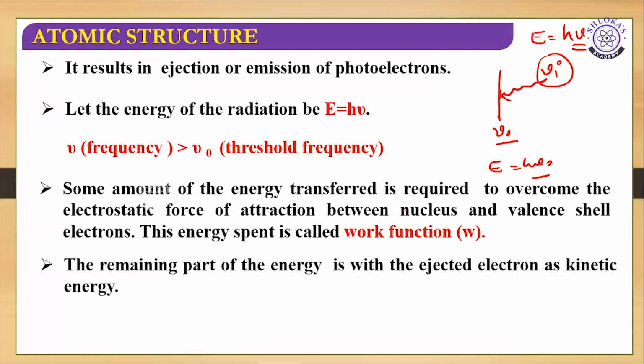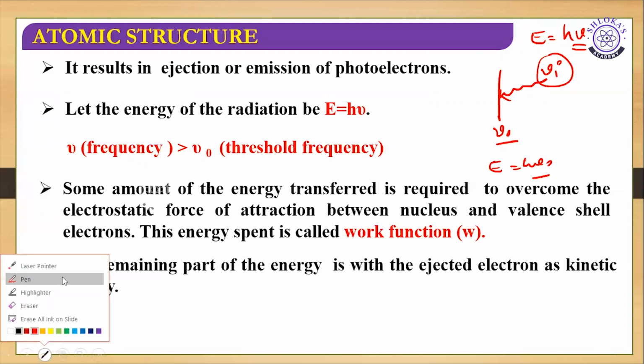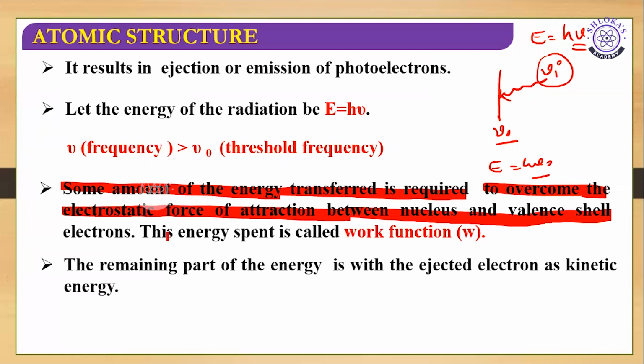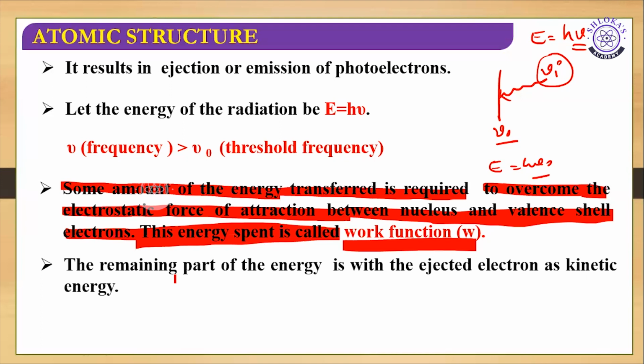In this way, some amount of energy transfer is required to overcome the electrostatic attraction forces between the nucleus and the valence shell. This energy is called the work function. What does work function mean? It is very simple. It is like ionization energy. The minimum amount of energy required to remove an electron from its outermost shell is called the work function, right? So work function is denoted with W.